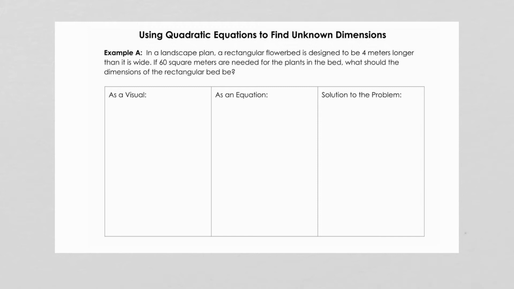Example A says, in a landscape plan, a rectangular flower bed is designed to be 4 meters longer than it is wide. Then they tell us that we need 60 square meters, that's the total area, for the plants in the bed. And then it asks, what should the dimensions of the rectangular bed be? Dimensions, guys, that just means the size, the length, and the width. Okay, that's all that fancy word means.